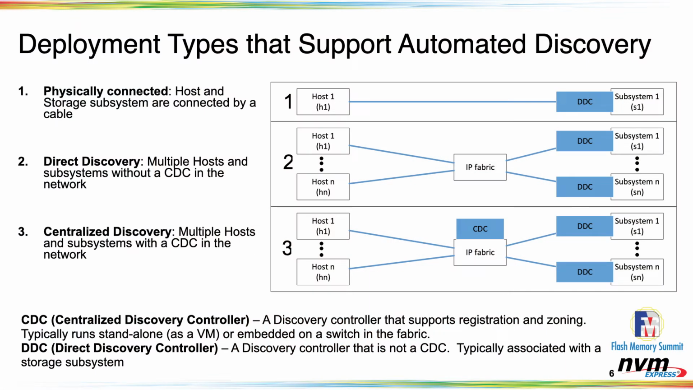Direct discovery was the next one that we really wanted to make sure we supported. This is all hosts and subsystems connected over an IP fabric without a CDC in it. So just regular direct discovery controllers only. And then the third type was centralized discovery, where we had a CDC and DDCs in the environment, and the hosts could use the CDC to discover the storage ports on those subsystems automatically, and we'll get into how that works.